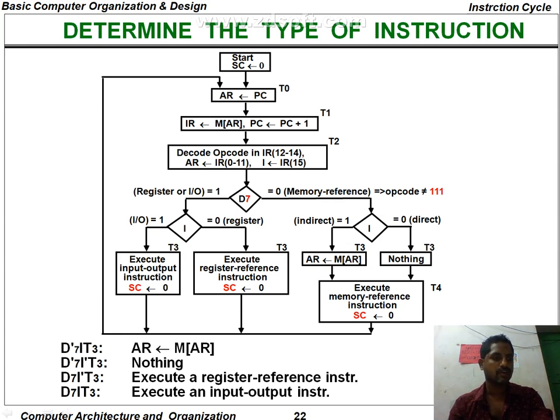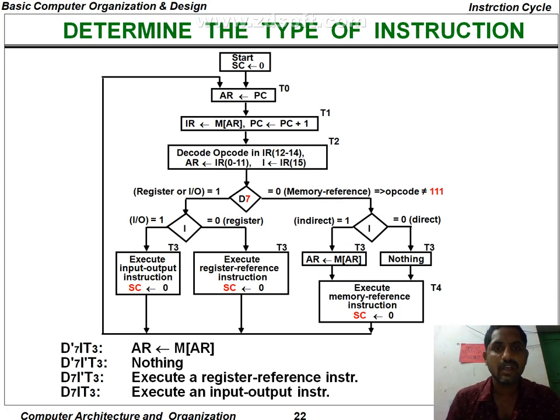T3: AR to M of AR. This is defined D7 equal to 1. The instruction must be transferred to the data from output. Then whenever D7 equal to 0, the operation code must be one of the other 7 values, 000 to 110, and it specifies the particular function of the bit, which will be assigned to the driver. And D7 equal to 0 and I equal to 1, we have to differentiate the instruction of indirect address.